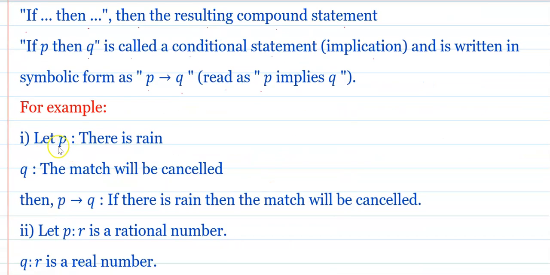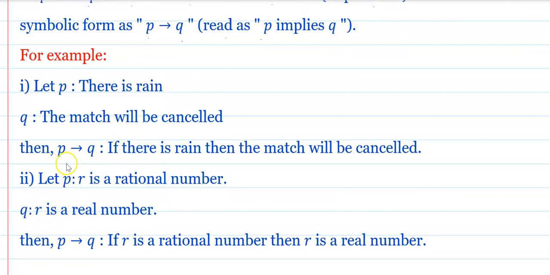For example, let P, there is a rain. Q, the match will be cancelled. Okay. Then P implies Q. If there is a rain, then the match will be cancelled. Next, P is such that r is a rational number, Q, r is a real number. Then P implies Q. If r is a rational number, then r is a real number. Okay. This is what is meant by the implication.